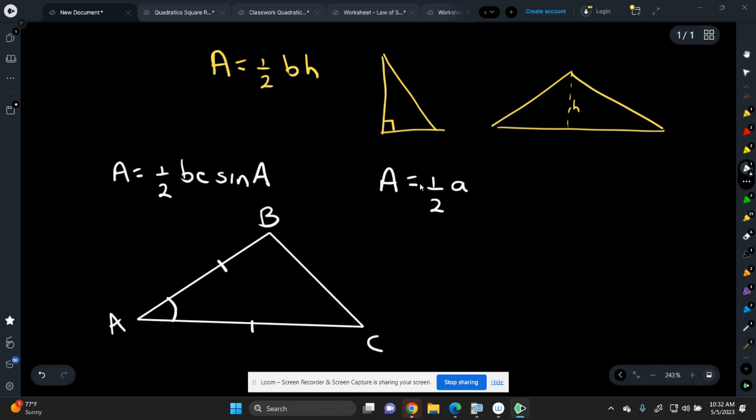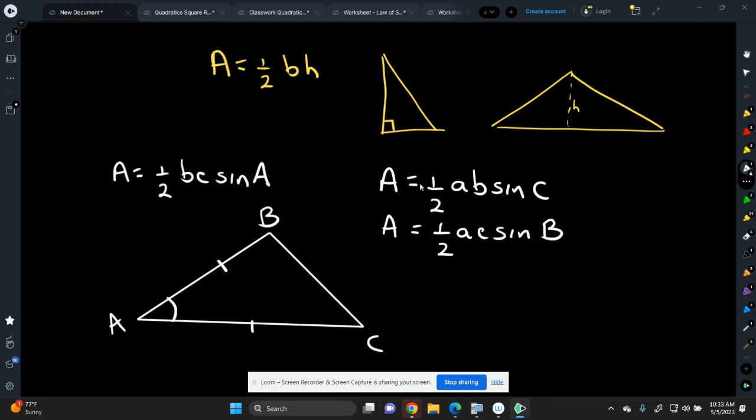It could be 1/2 AB times the sine of C, or it could be 1/2 AC times the sine of B. I don't really memorize all of them. I just know that if I have two sides and the angle between them, that's the formula I'm using.